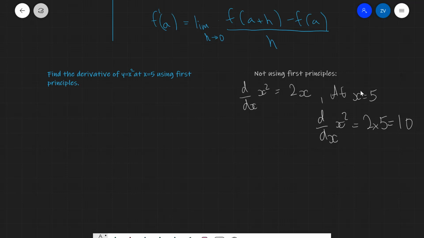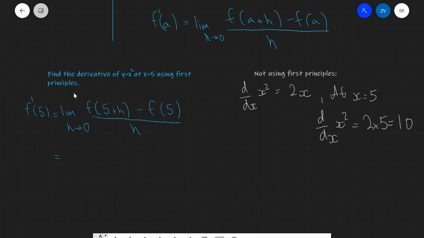Now, how do we know, though, that this is actually true? How do we know that this rule actually works? Well, let's see whether we can do exactly the same using the definition of the derivative which we looked at previously up here. The derivative of x squared at that point, let's just call that f prime of 5, will be equal to the limit as h approaches 0 of f of 5 plus h minus f of 5, like so. And then we're going to be dividing that by h, which will start tending towards 0.